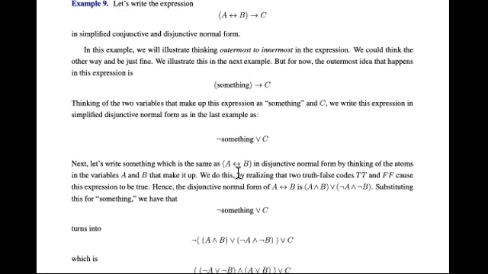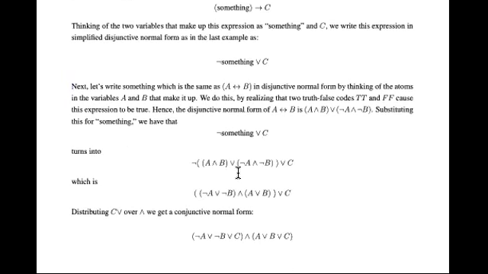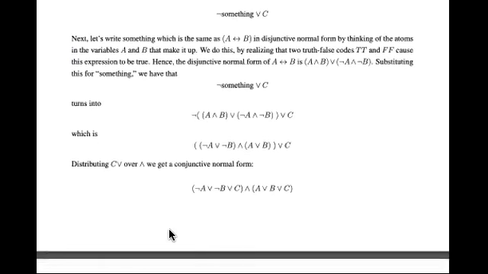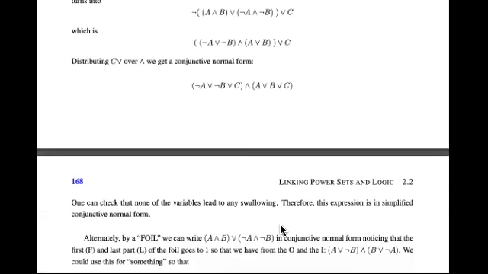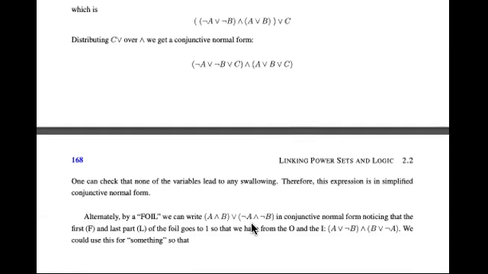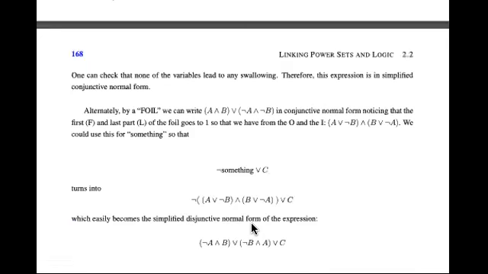We write it in disjunctive normal form by thinking of its atoms. Its atoms are this, and we write it as an or, and notice we replace it where the something was. We distribute the not through, and it becomes an and here, right? And then we can use the distributive property and we get disjunctive normal form. No swallowing, it's a simplified form, and then we can FOIL it out the other way to get conjunctive normal form simplified.